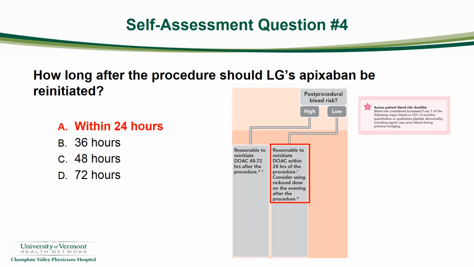So again, our patient LG does not meet any of these criteria, so we would consider him a low post-procedural bleed risk. And following the algorithm, in that case, it's reasonable to reinitiate a DOAC within 24 hours of the procedure. There is also that caveat that you may consider reducing the dose of the evening dose on the day of the procedure. So that's also an option in that situation.